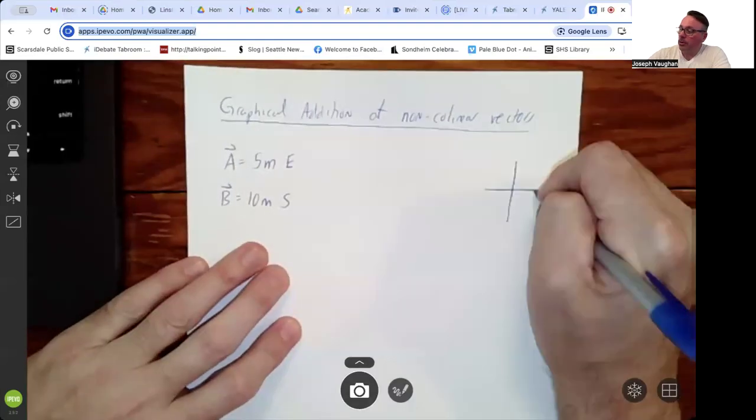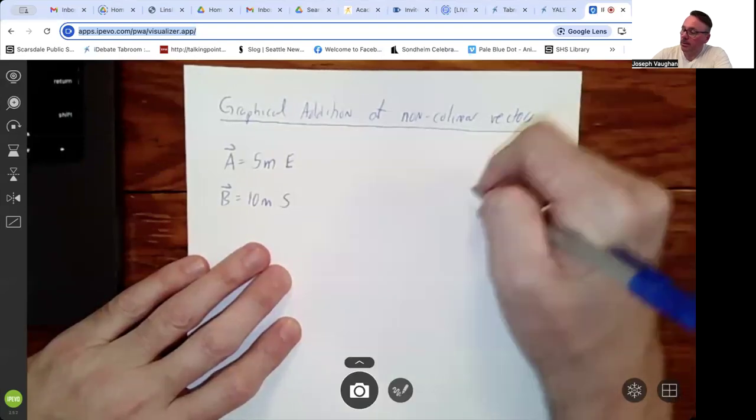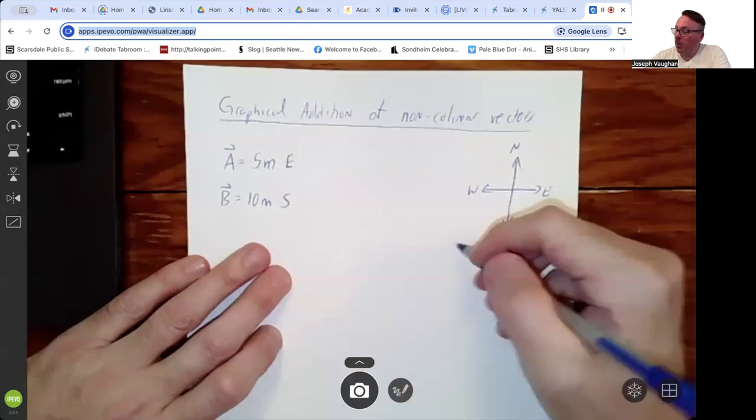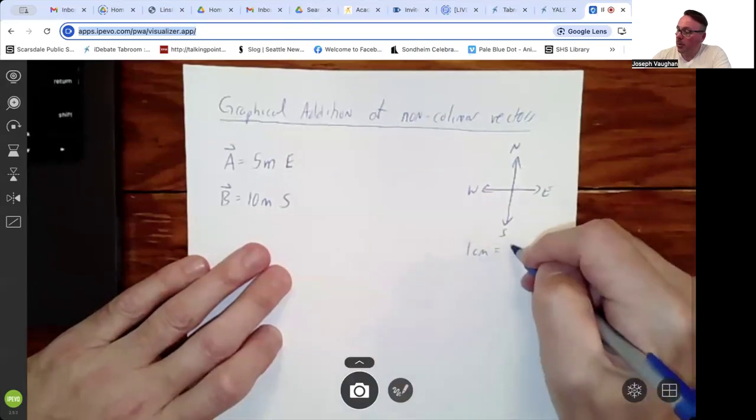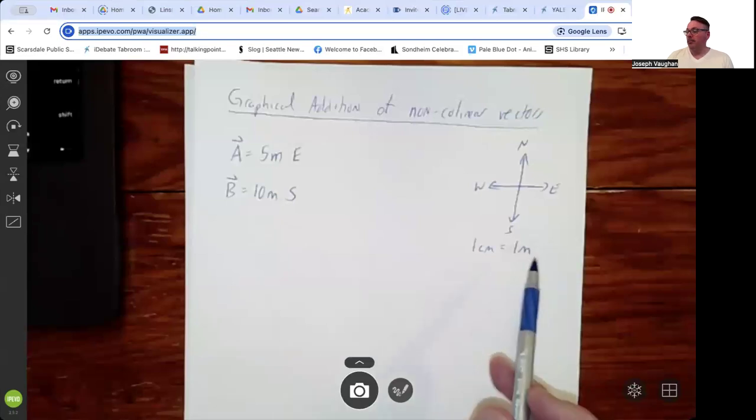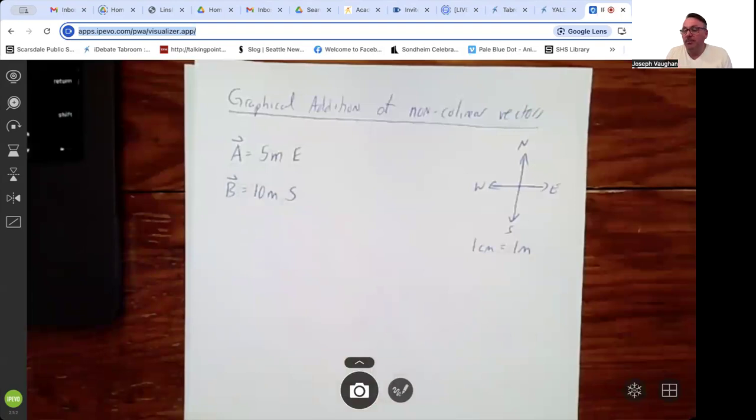We're going to draw in our compass rose, east, north, west, south. I'm going to get a scale. Seems once again, 1 centimeter to 1 meter scale is good. I'm obviously picking numbers that make this really nice, so we don't want to get too caught up on that. Our displacements are probably not going to be as neat as these, but just for the sake of process, once again, I want to keep things nice and simple.